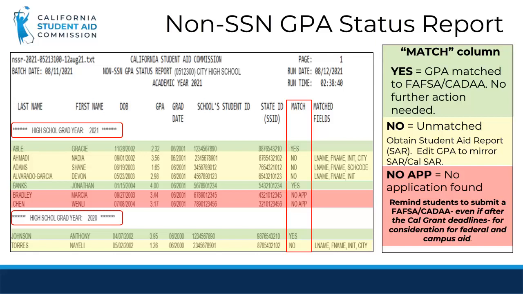No app means no application was found in the WebGrants system because the student has not yet submitted a FAFSA or DREAM Act application. You can outreach to students prior to March 2nd to remind them to submit the application before the Cal Grant deadlines. However, if your student has already missed the deadline, encourage them to submit their financial aid application anyway. You'll find instructions and tips on the GPA matching process in our GPA Matching and Editing Reference Guide.